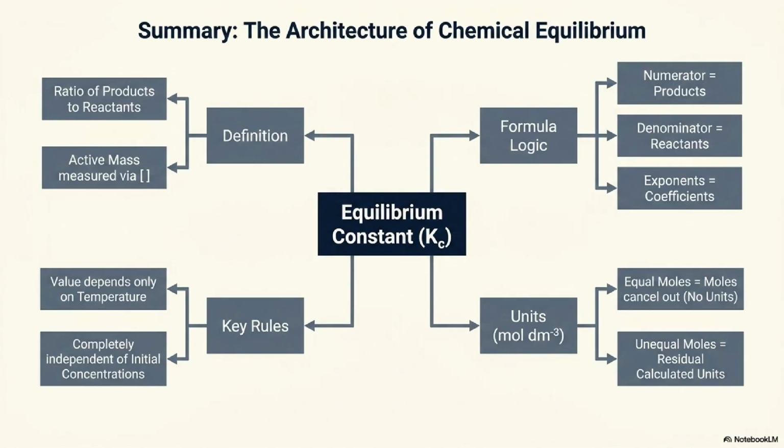Reactant is NO2, and it has a coefficient of 2, so the denominator is NO2 squared. The expression is Kc equals N2O4 divided by NO2 squared.